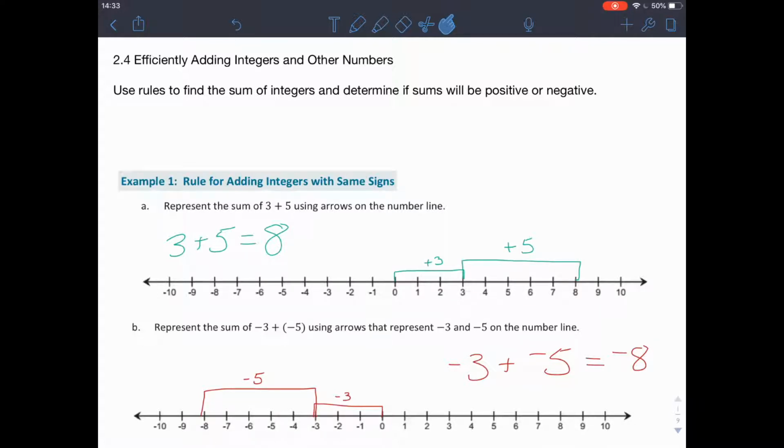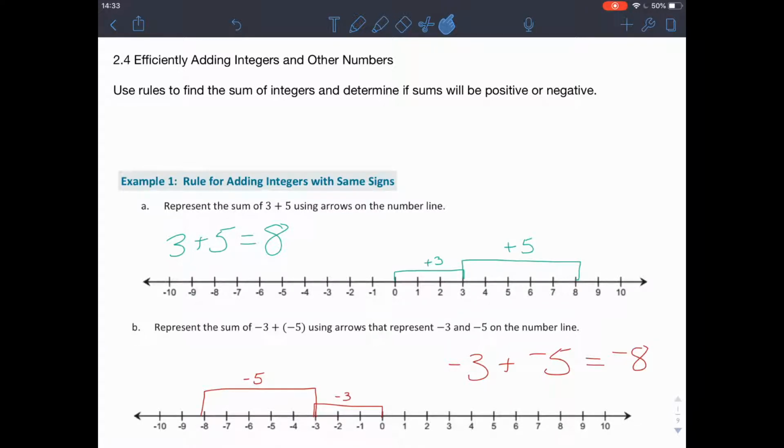With negative 3 plus negative 5, the only thing that changes is the direction I go on my number line. So I start at 0. Because my first addend is negative, I go left 3 spaces to negative 3. And then because my second addend is also negative, I go left again 5 spaces, and I end up at negative 8.